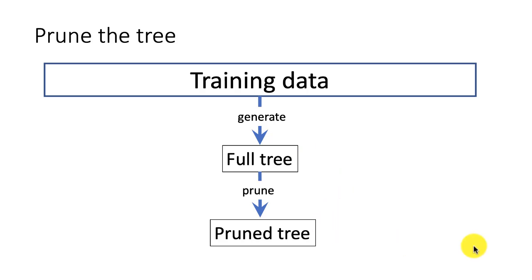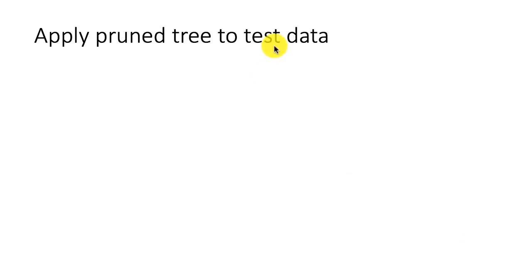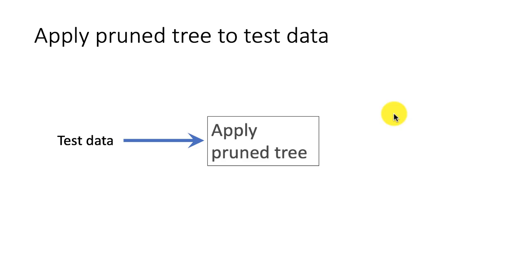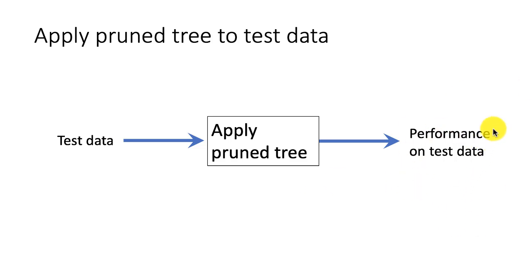Now that we have the model, we need to truly test the model. And we test the model by applying the pruned tree to the test data, right? So we've got the test data, we apply the pruned tree, and we see the performance of this model on the test data. Okay, if we like the performance of the model on the test data, we can then deploy the model and use it on a regular basis. If we don't, of course, then we have to go back to the drawing board and build a different model.